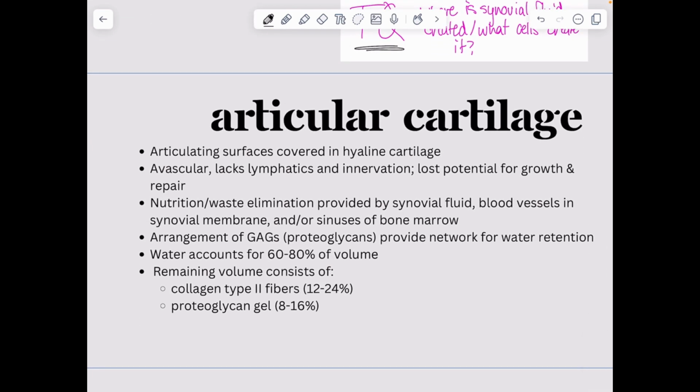Articular cartilage: articulating surfaces are covered in hyaline cartilage. They're avascular, and they lack lymphatics and innervation. So if it gets injured, it's going to be really hard to regenerate that cartilage. Nutrition and waste elimination is provided by synovial fluid, blood vessels, and sinuses of the bone marrow, because they do not have their own vasculature. They have lots of proteoglycans, lots of water, and a bit of type 2 collagen and proteoglycan gel.